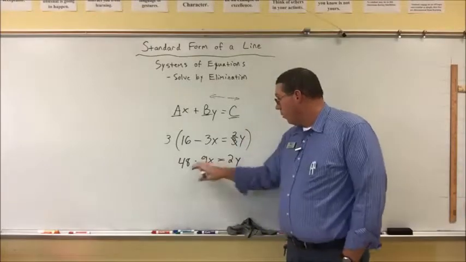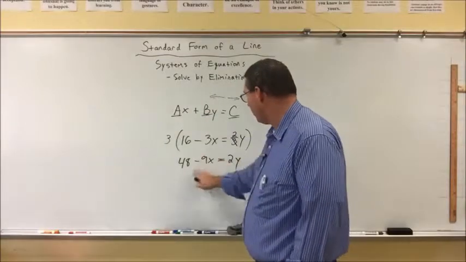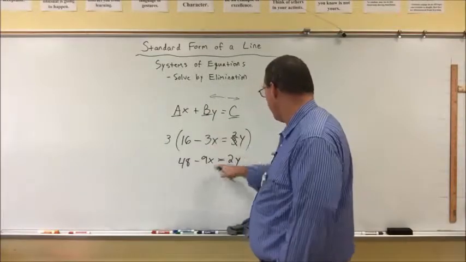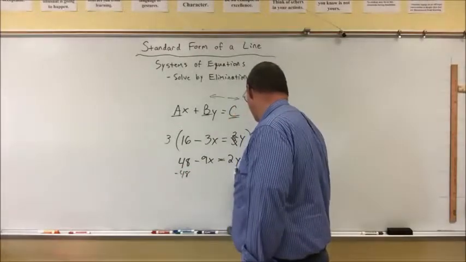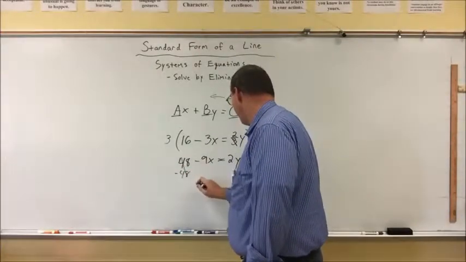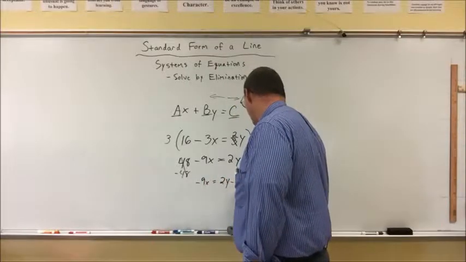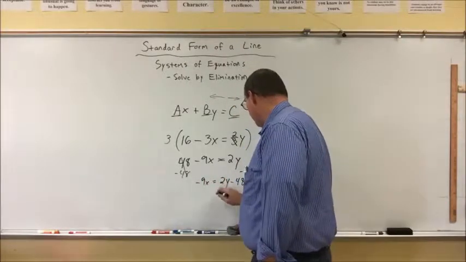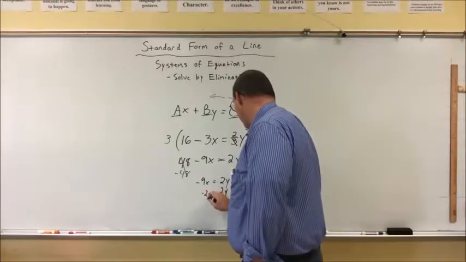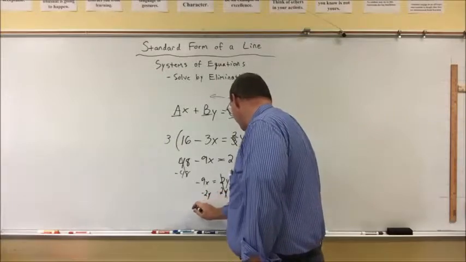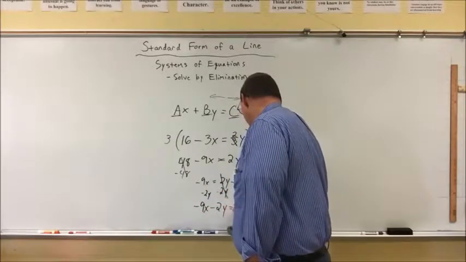So now we don't have a fraction anymore, but it's still not in the correct order. We got to put this y over on the left side, and we got to put this 48 over on the right side. So we're going to subtract 48 from both sides. That'll cancel over here. We got negative 9x is equal to 2y minus 48. And then we're going to subtract 2y from both sides. Subtract 2y. That's going to cancel over here, and we're going to have negative 9x minus 2y is equal to negative 48.